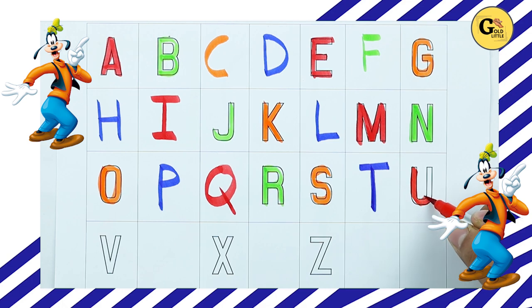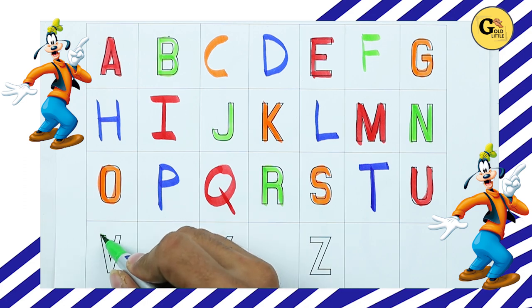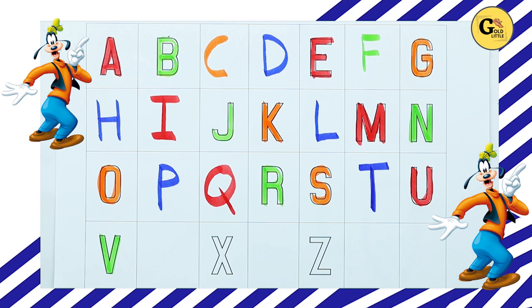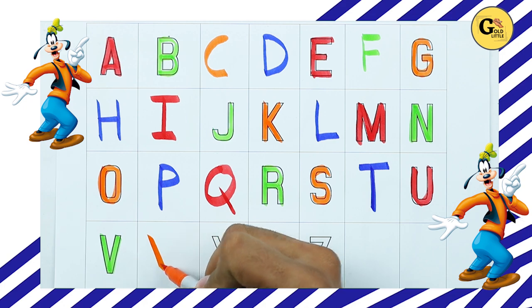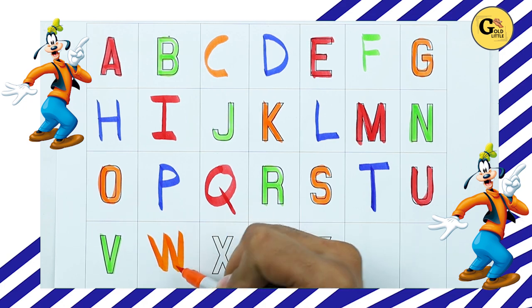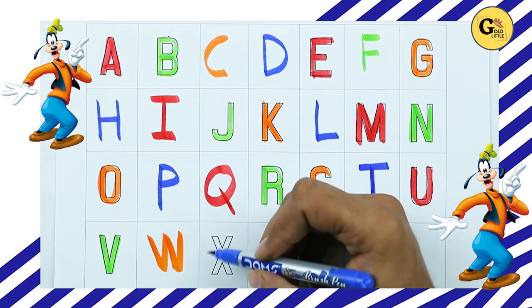U. U for umbrella. What next? V. V for violin. What next? Tell me. Yes, right. It's W with orange color. W for watch.